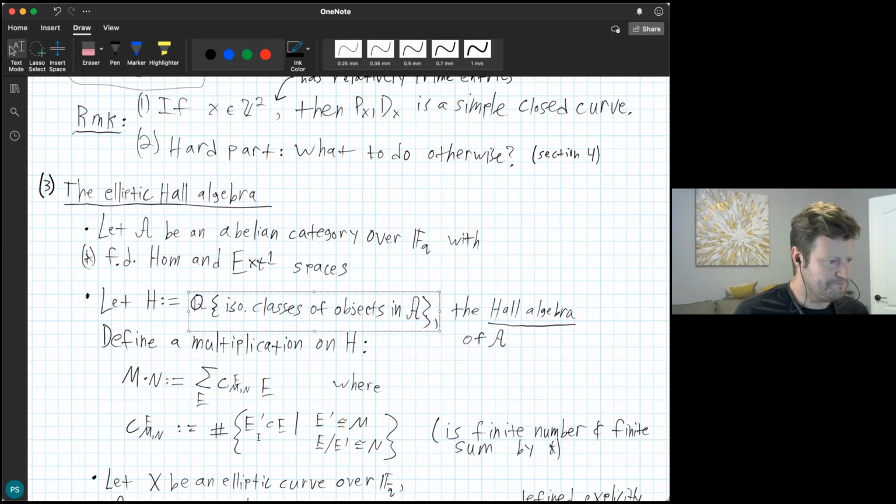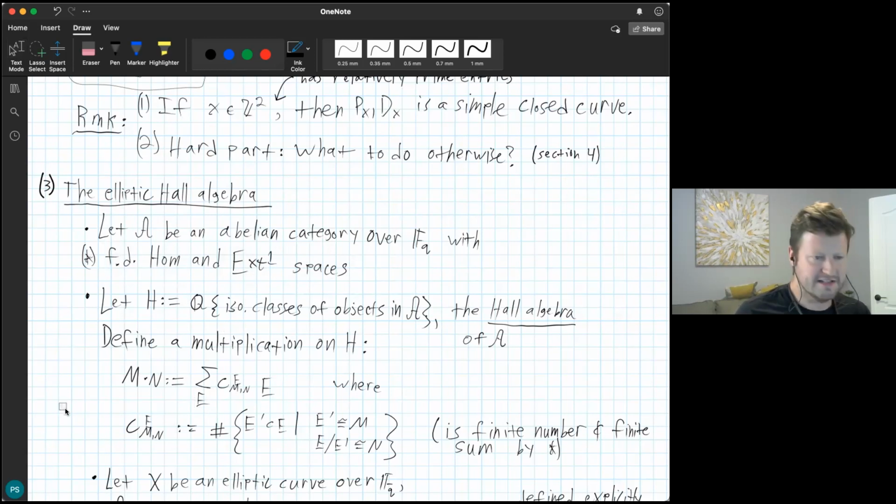I look at all sub-objects of E so that the sub-object is isomorphic to M and the quotient is isomorphic to N. So I'm basically counting the ways that E appears as an extension of N by M. Because of these finiteness assumptions that I made, so there's a finite field and finite dimensional Hom and Ext^1s, this is a finite number. And the number of non-zero terms is also finite.